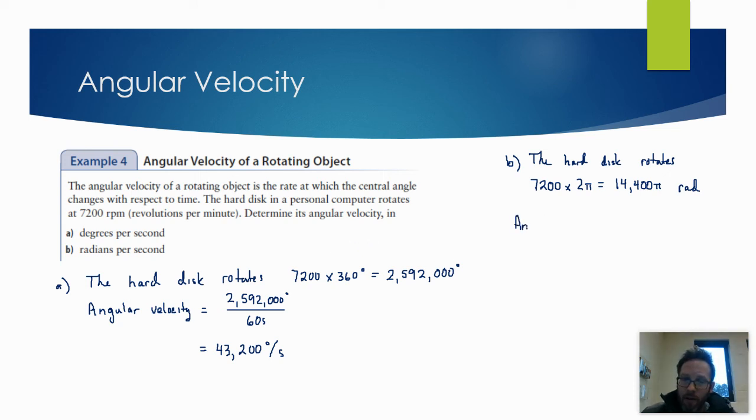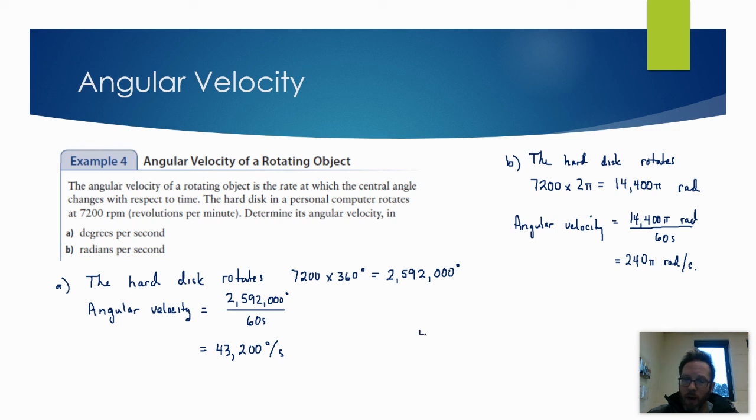And so the angular velocity is 14,400 pi radians for every 60 seconds. This works out pretty nice too. 14,400 divided by 60. Yep. 240 pi radians per second. So both are totally valid. So the angular velocity of the hard disk is either 43,200 degrees per second or 240 pi radians per second.